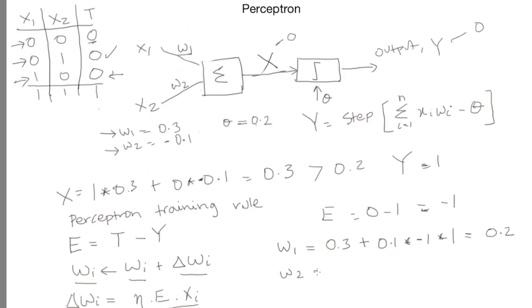Likewise, W2 is going to be the old W2 plus same learning rate. The error is -1 and the input to W2 comes from X2, which is 0. So here this equates to 0. There is no change to W2.